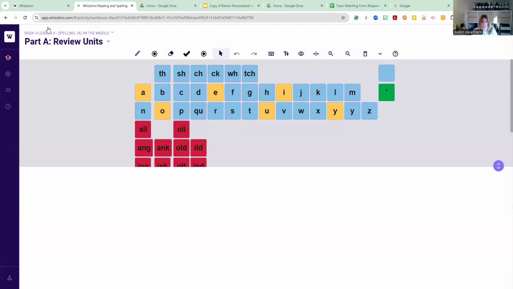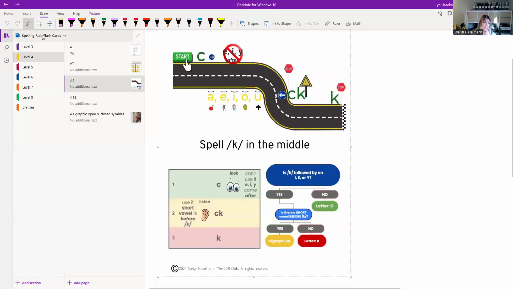Okay, we are working today on Barton Level 4, lesson number 4. This is how to spell the k sound in the middle of a word. All right, so the first thing that we learn in this lesson is actually not how to spell it there, but how to spell it. Hold on, I gotta get the rule cards up for you.